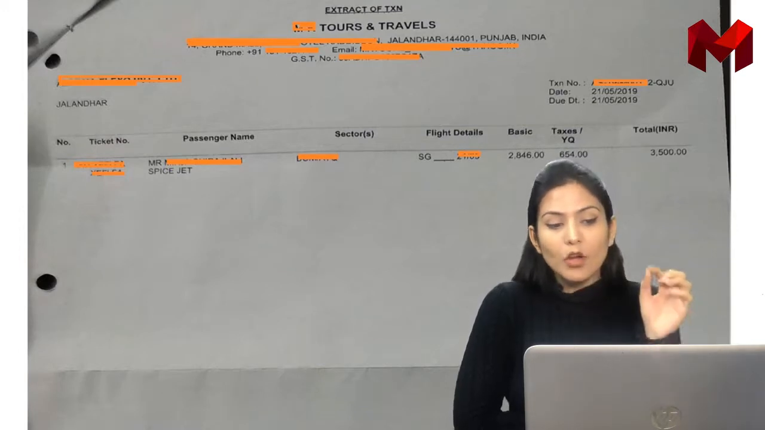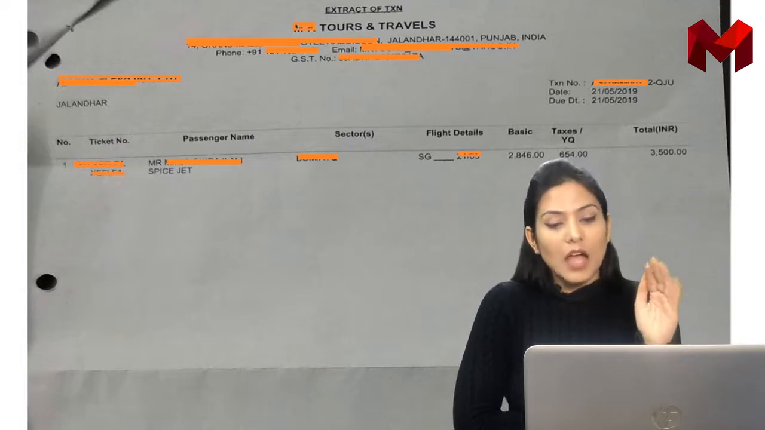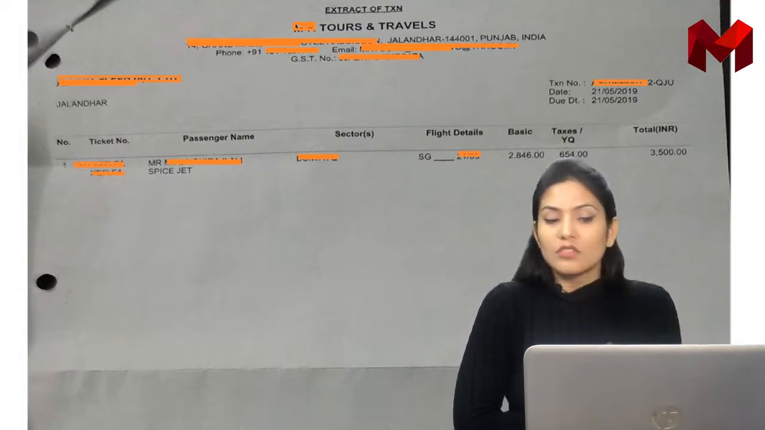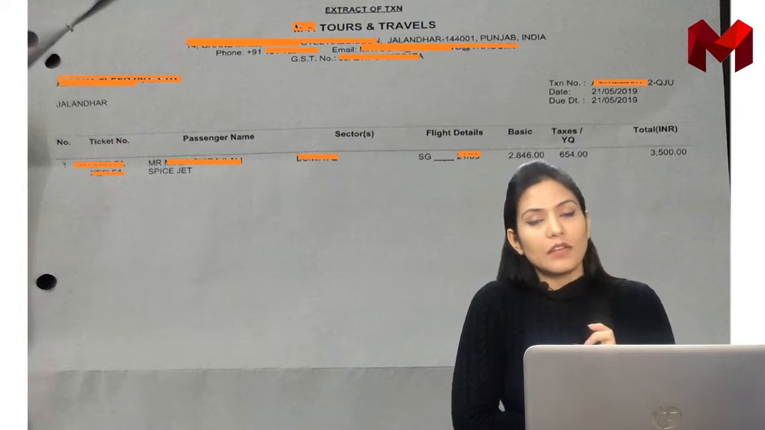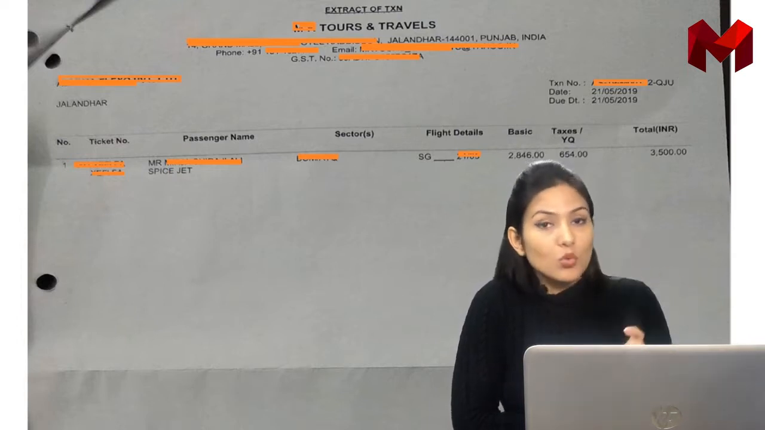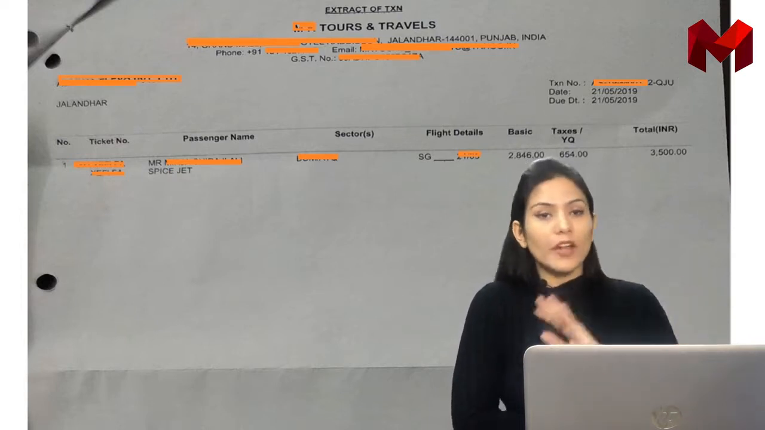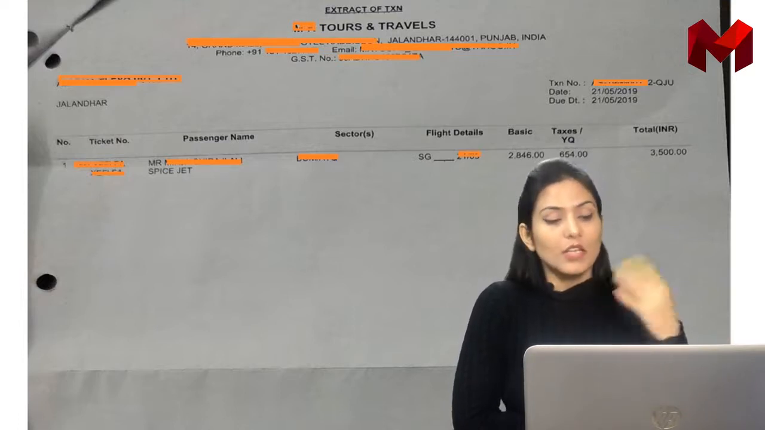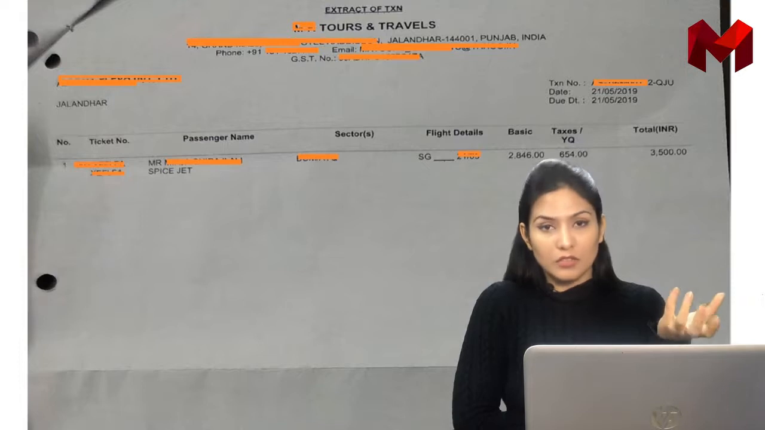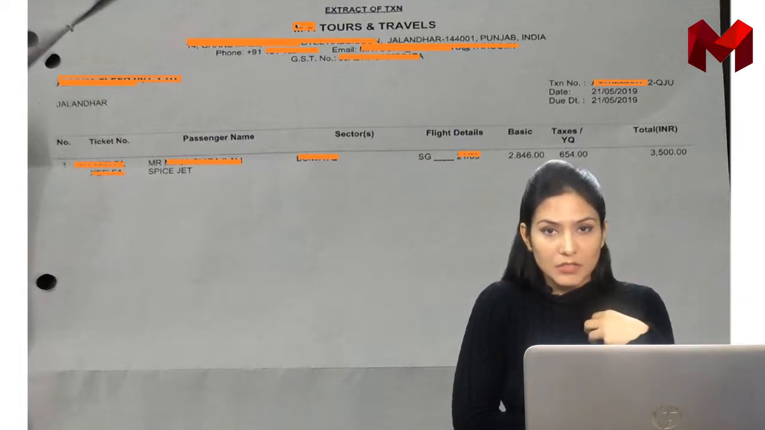The GST number of the tours and travelers is not local. That means they are from a different state, and we are from a different state. But the point is, this is a tours and travelings bill. So this is not our purchase bill, since we are footwear manufacturers, footwear dealers. So purchase of the air ticket is not our main business.